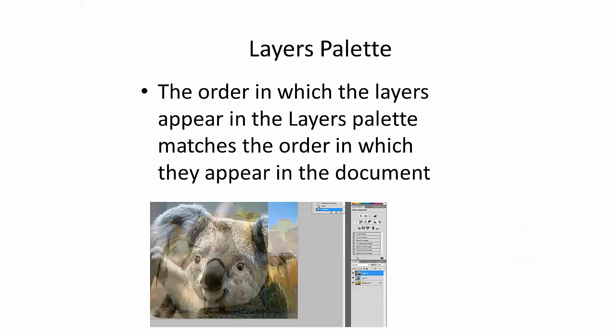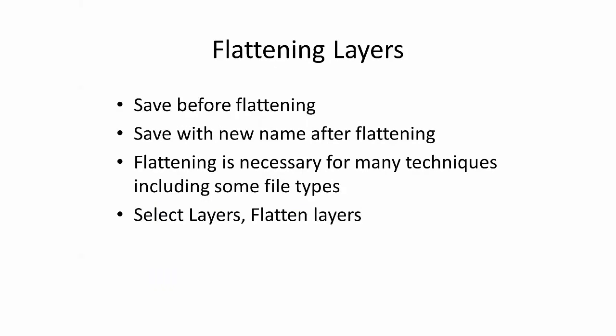Layers palette. The order in which the layers appear in the Layers palette matches the order in which they appear in the document. Flattening layers. Save before flattening. Save with a new name after flattening. Flattening is necessary for many techniques, including some file types. Select Layer, Flatten Layers.